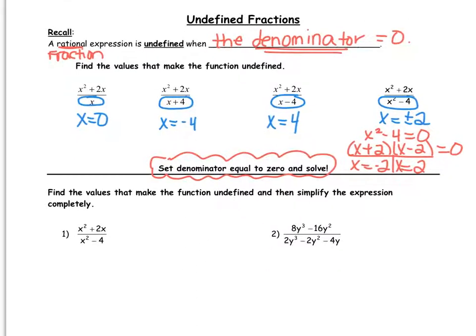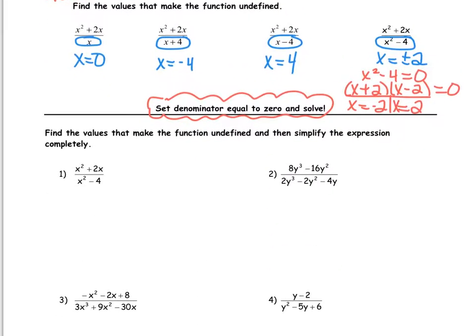So let's try a little bit more harder examples. So I see the first one I just did, but how about number 2? I mean, there's no way by looking at this thing that I'm going to be able to figure out what y value makes this 0. But what I know I can do is set the denominator equal to 0, and I can factor.